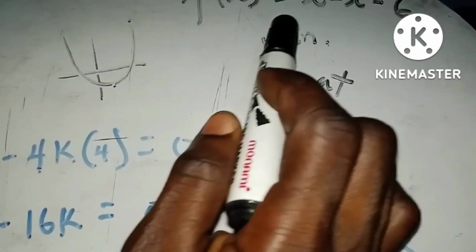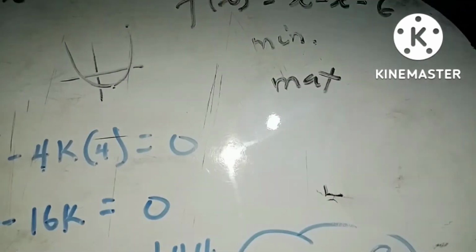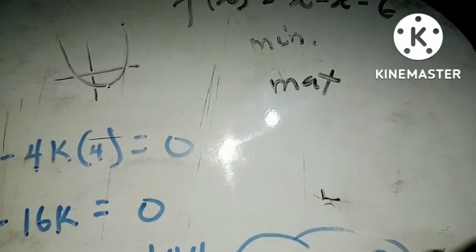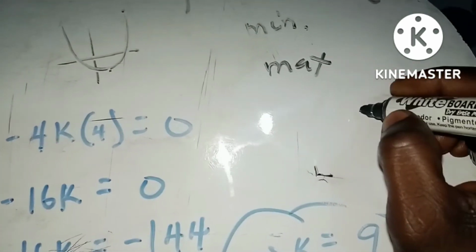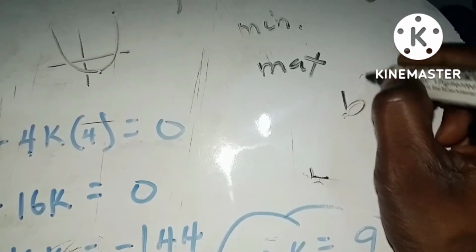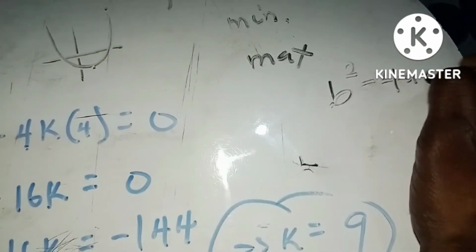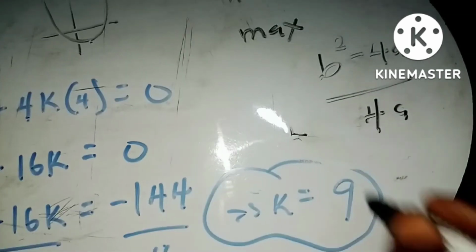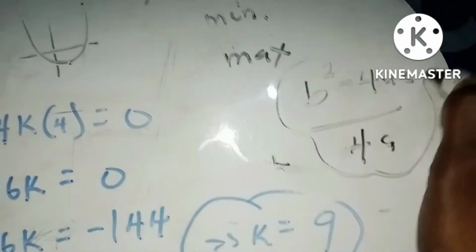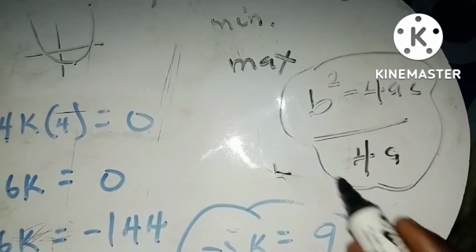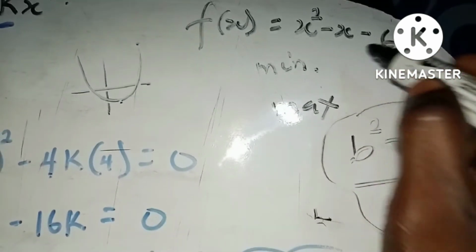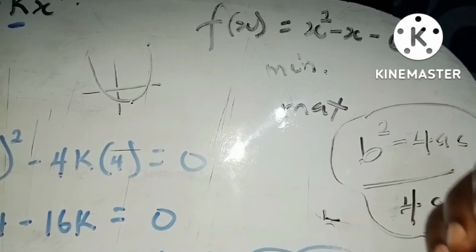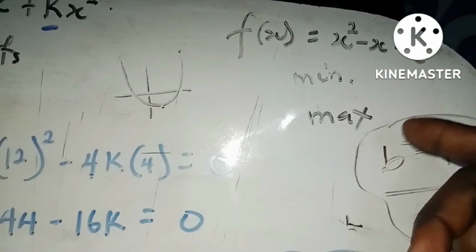If you want to know how to prove this, make sure you give me a comment in the comment section on what you want to see. The trick here is that one method is to use b squared minus 4ac, everything divided by 4a, right? This is one key you can use to determine the maximum and the minimum of a graph. If you want to know this, make sure you comment down below, then I will do a video on something like this, right?